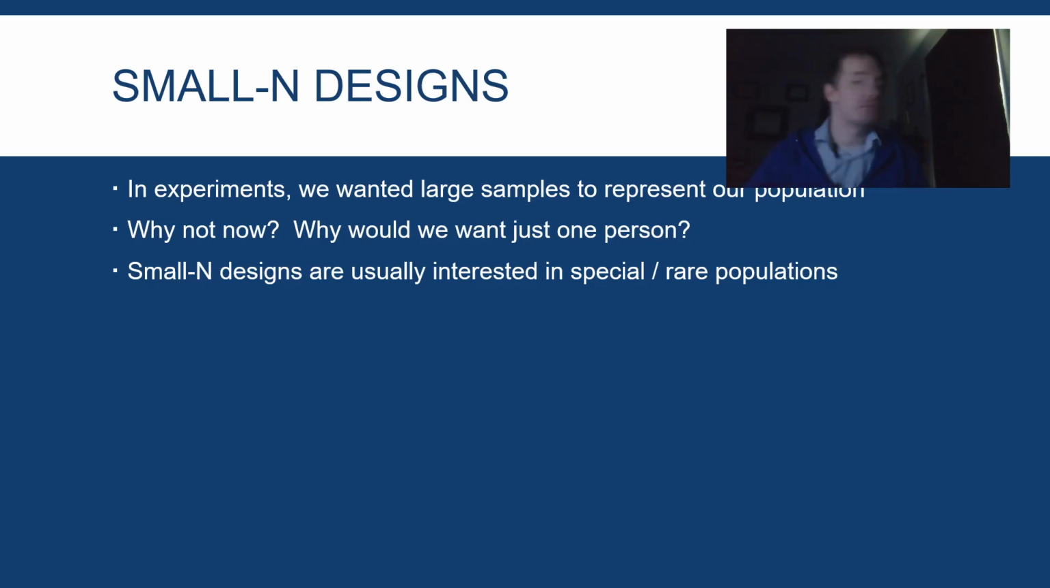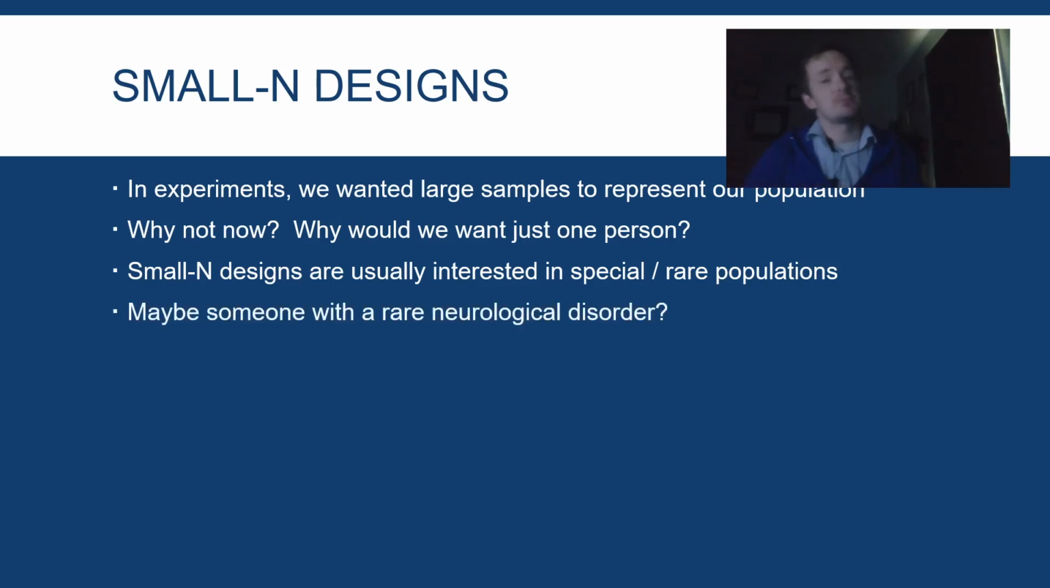Small n designs are typically targeted for very special populations. And what I mean by that are populations that are maybe at risk, maybe vulnerable, maybe just really rare. Because of that, it doesn't really make sense to get a subset of the population and draw your conclusions. Instead, we're looking specifically for people that meet certain criteria and then work with them. So maybe we're interested in someone with a very rare neurological disorder. For example, we'll look at an example in just a moment of someone who doesn't have a hippocampus and what we've learned from that individual.